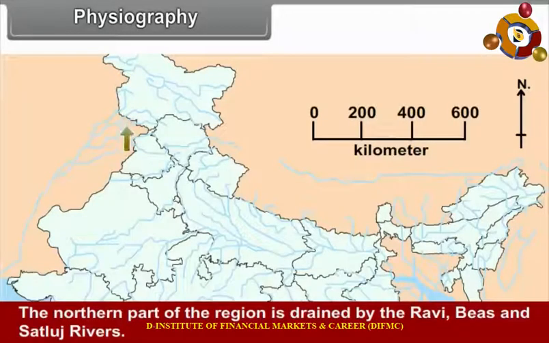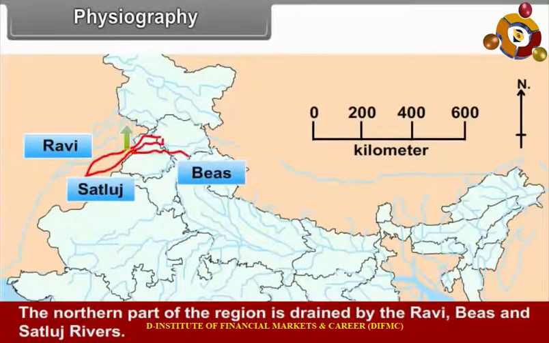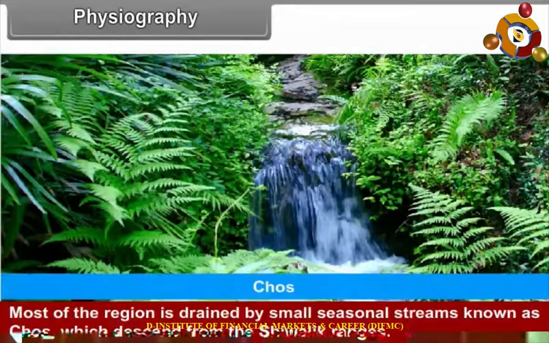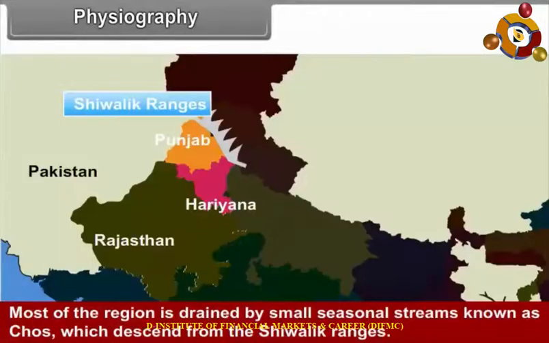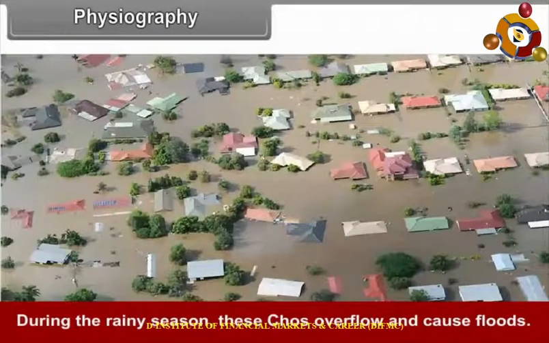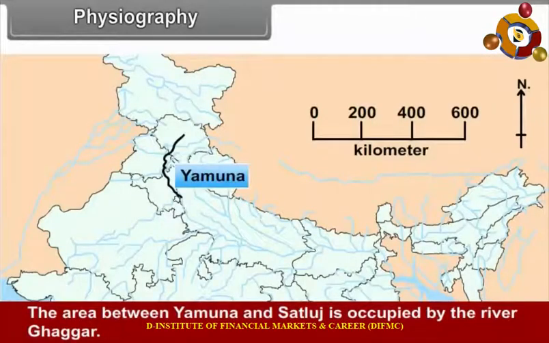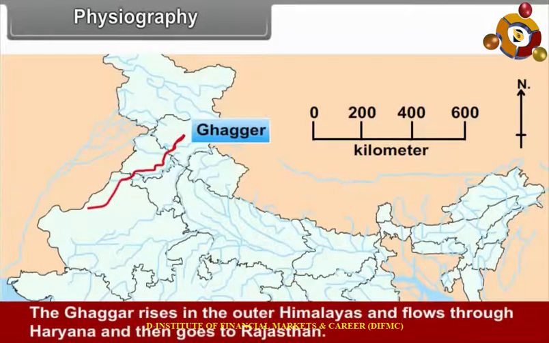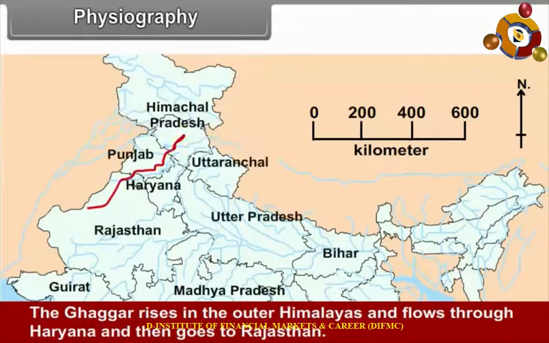The northern part of the region is drained by the Ravi, Beas and Satluj rivers. Most of the region is drained by small seasonal streams known as chos, which descend from the Shivalik ranges. During the rainy season, these chos overflow and cause floods. The area between Yamuna and Satluj is occupied by the river Ghaggar. The Ghaggar rises in the outer Himalayas and flows through Haryana and then goes to Rajasthan.